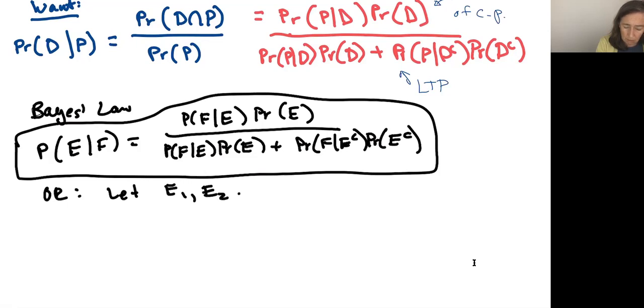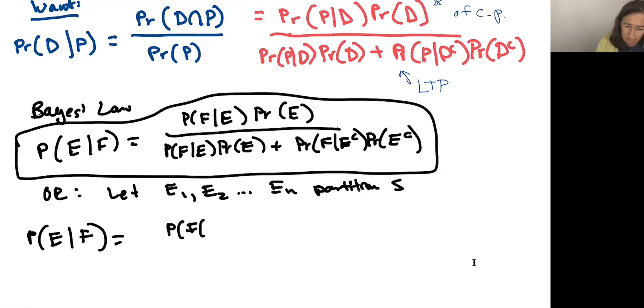Okay, so the other version: let E1, E2, through En be a partition. Then the probability of E1 conditional on F is the probability of F conditional on E1 times the probability of E1. What we want is E1 here.